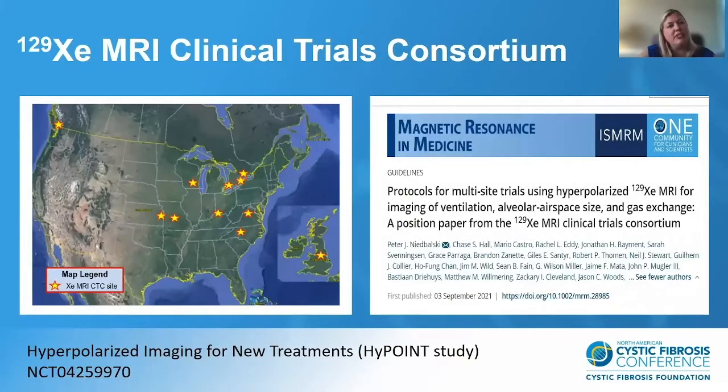So in order to address some of the limitations with hyperpolarized gas MRI, several centers with expertise in xenon MRI have come together to form a clinical trials consortium. And here they are across the country in the US. They recently published a position paper in MRM. In this paper, they discussed what the most appropriate protocols and techniques would be in order to standardize using hyperpolarized gas MRI to image ventilation using multi-site trials. So this is really a step in the right direction in order to be able to perform multi-center clinical trials. And in fact, these centers are currently performing a study called the HighPoint study, Hyperpolarized Imaging for New Treatments, that can be found on clinicaltrials.gov.